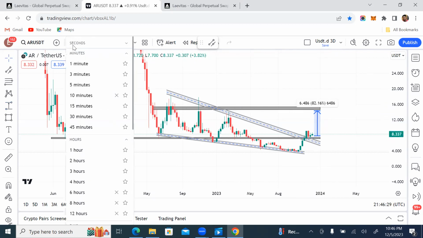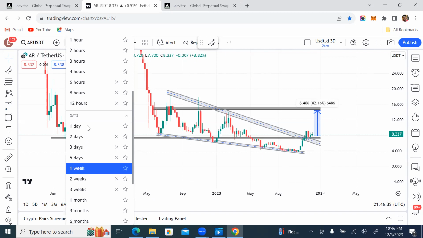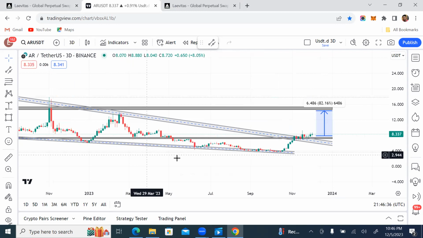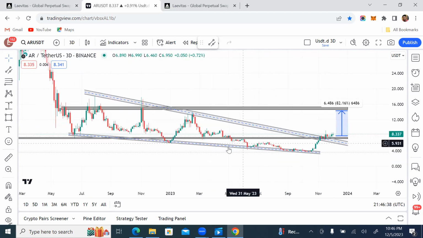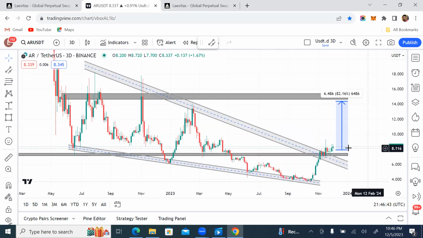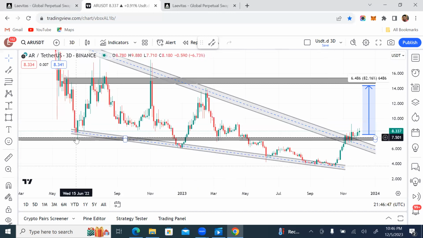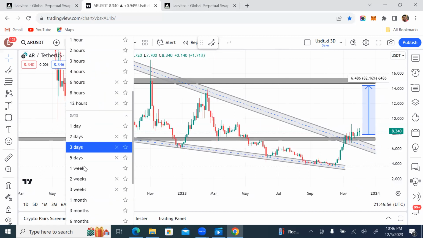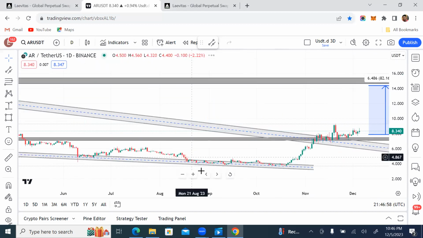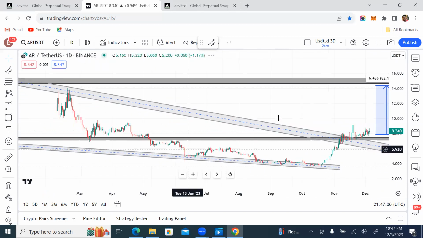Now, let's not do everything on the weekly. Let's go back to the daily time frame or the 3 days. The 3 days time frame, the daily time frame, and the weekly, they should all show you the same thing. Can you see it? It's showing us the same thing. Same key touches. Look at all the touches. Now let's go back to the 1 day time frame. It's showing us the same thing.